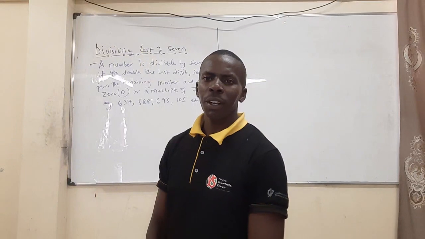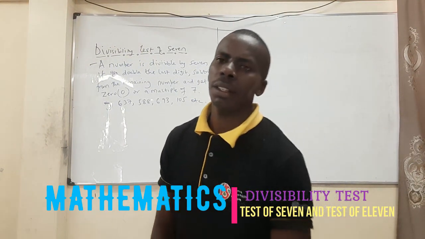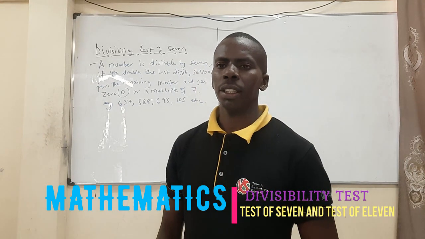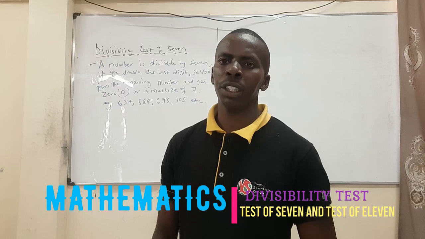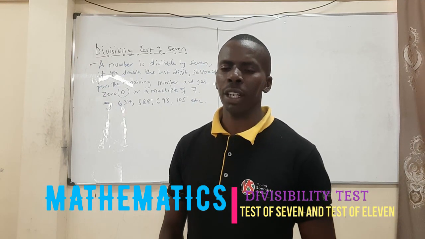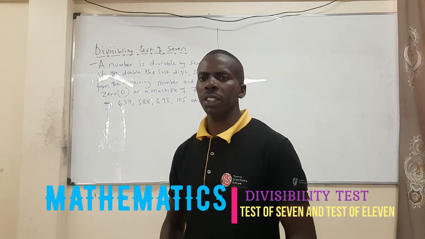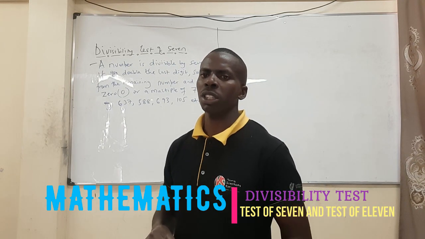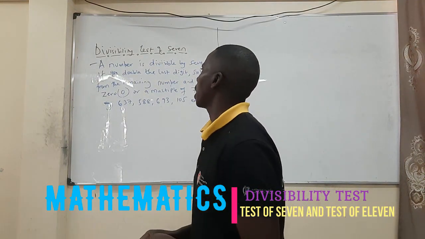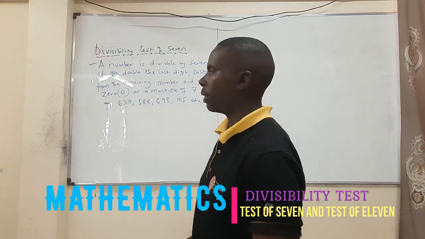Hello there, welcome back to another class. We're going to consider the divisibility test of 7 and the divisibility test of 11. So how can you know a number is divisible by 7? What test can you make to see that this number is going to be divisible by 7?